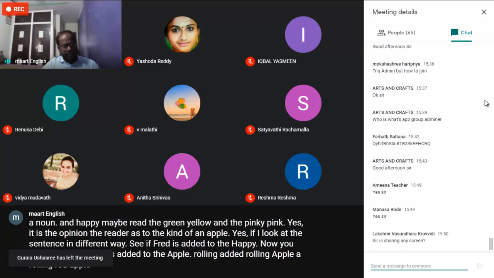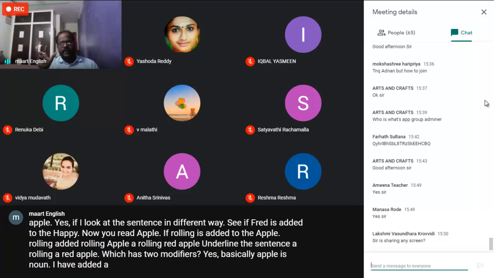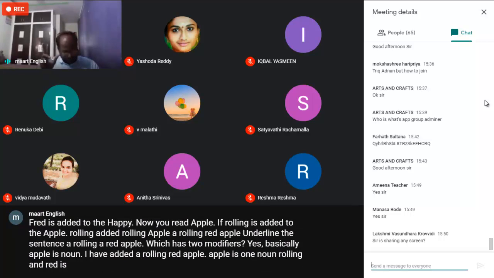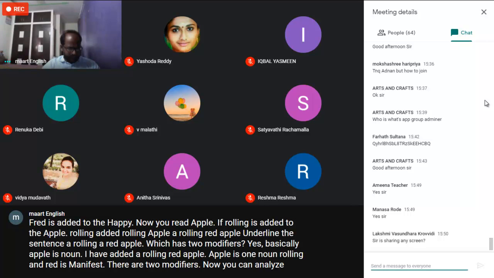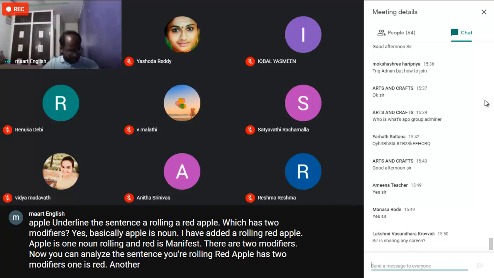Underline the sentence, a rolling red apple, which has two modifiers. Apple is a noun, and rolling and red are modifiers. There are two modifiers: one is red, another one is rolling.